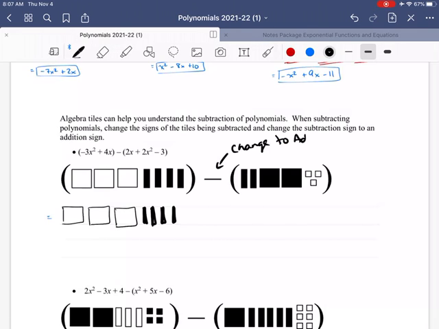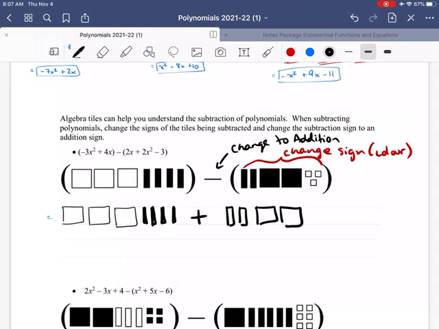Now the second part here, we're going to change to addition. So this becomes an addition sign. And the stuff on the right, we're going to change the sign. In this case, the color. So the two x's become negative x. The two x squareds become negative x squared. And the 3 1s become positive 1.